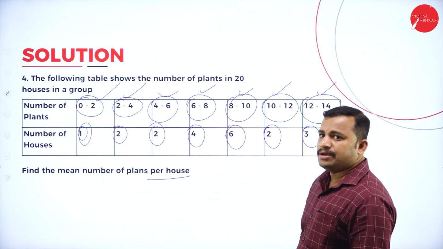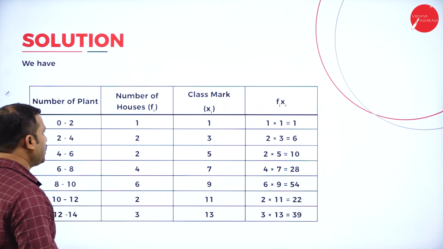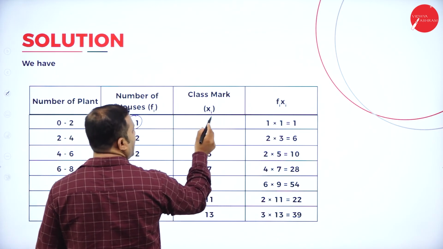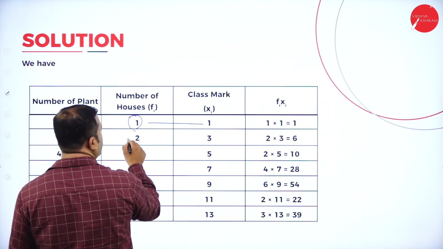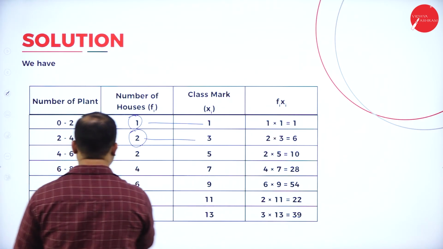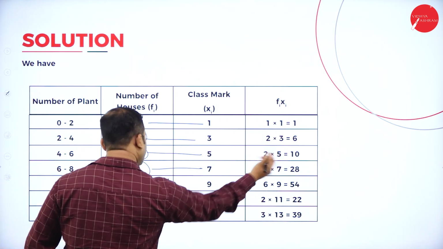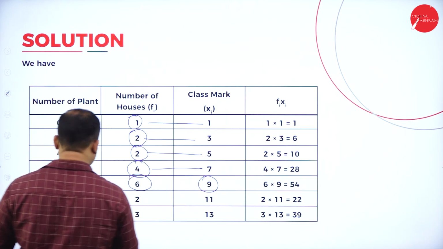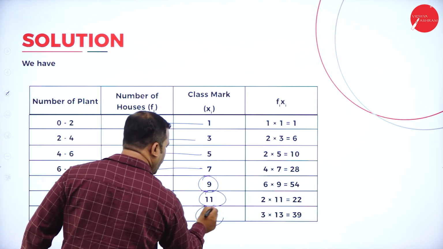If that is the case, plants per house, we have the same thing written in the form of a tabular representation. 0 to 2, we have 1. That means class mark, which includes 1. 1 into 1, that is 1. 2 to 4, we have number of houses which are having that, 2. 2 into 3, we have 6. So similarly, 2 into 5, we have 10. 4 into 7, we have 28. 6 into 9, we have 54. 2 into 11, we have 22. Then 3 into 13, we have 39.